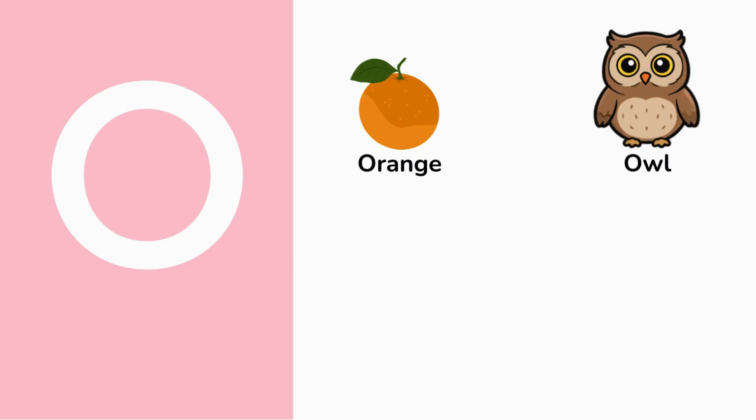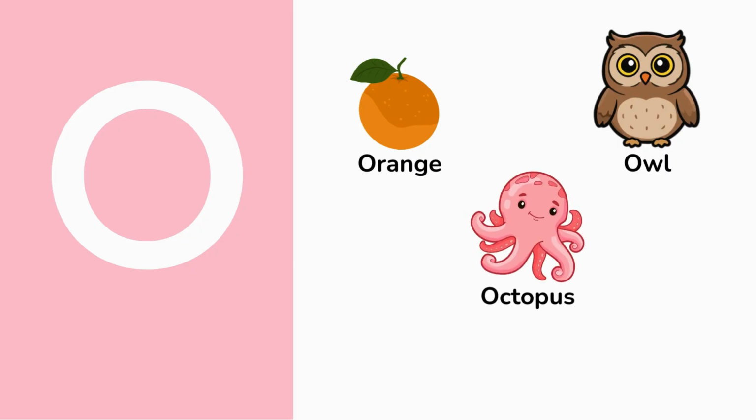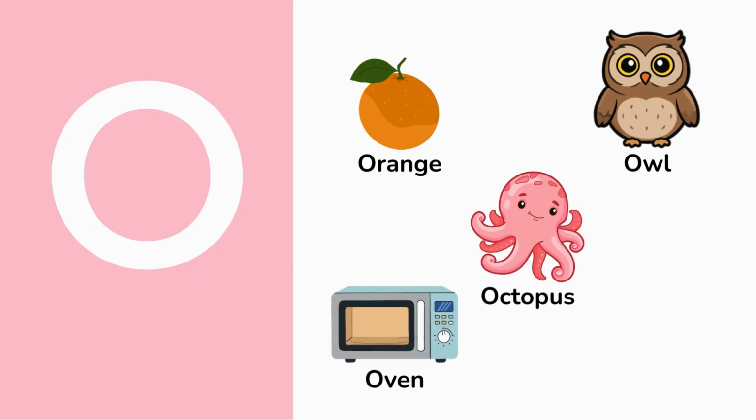O. This is letter O. Can you say O? O. O is for orange. O is for owl. O is for octopus. O is for oven. O is for ocean.